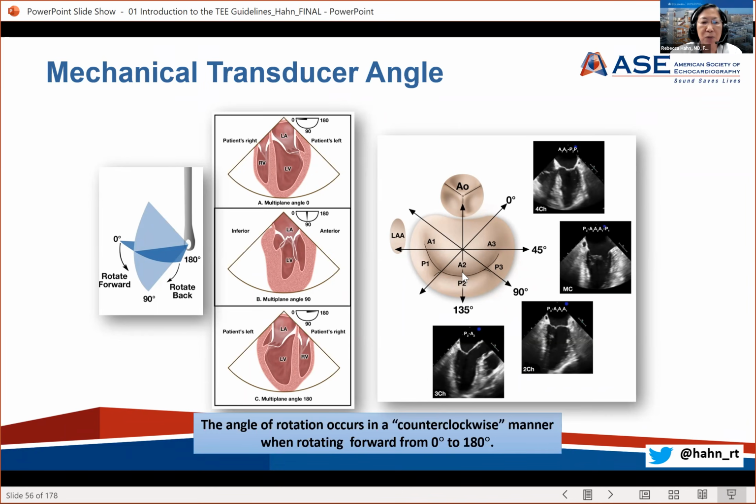We're looking behind the probe, because we're looking at the image that the probe generates. And so, it's actually that we're rotating the other way around, right? Because we're behind the probe. So when you're going from 0 to 45 to 90 to 135, you're rotating this way around the anatomic structure.